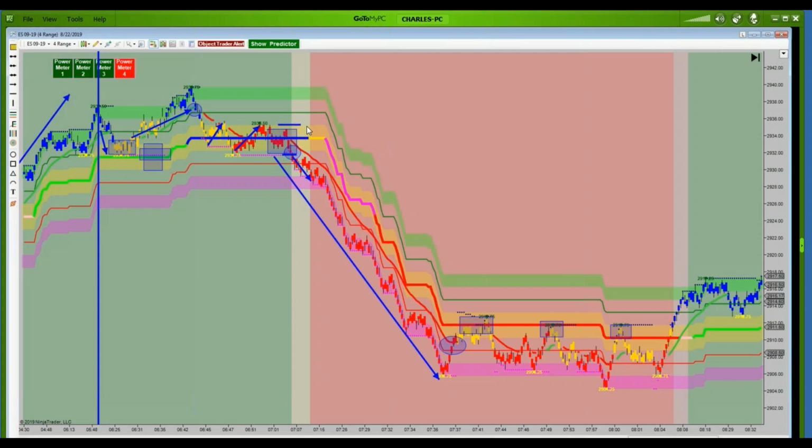The reason we like the Object Trader tool is that it's OCO, one cancels the other. So when your scalp comes off on the short here, it automatically takes this 2 lot stop sitting way up here, converts it to a 1 contract stop, and moves it down to within 2 ticks of your entry.